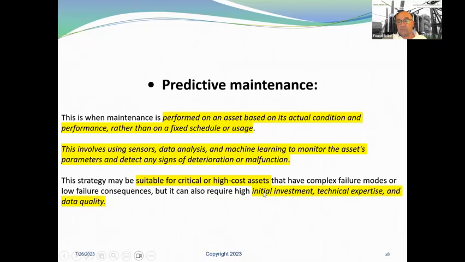These points are really important: the initial investment, technical expertise, this is for sure, and data quality. If you have good data, you can make a good decision. If you say you have a lot of data, we usually say garbage in, garbage out. So we have to be careful when you get a lot of data.